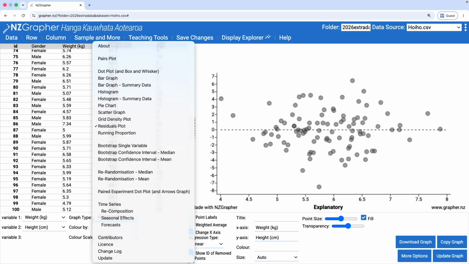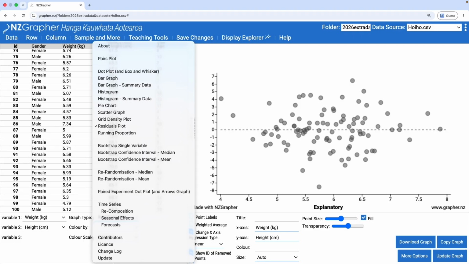Now, I'm not going to spend any time, because it's just about lunchtime, on the bootstrapping, the re-randomization. What that does is, instead of having to step through all the processes, it just does them, boom, in one go. Paired experiment, I'm just going to quickly talk through the last ones and then we're going to have some lunch.